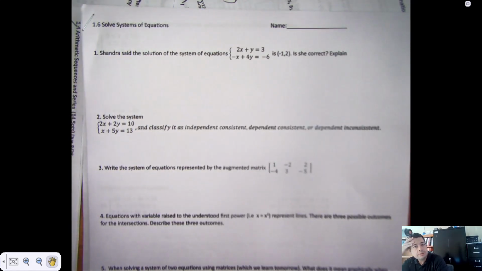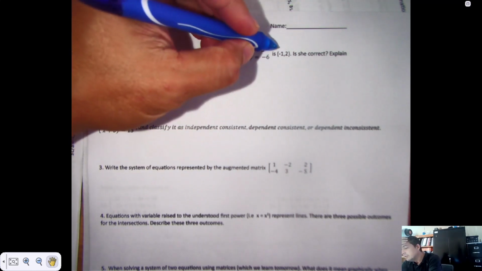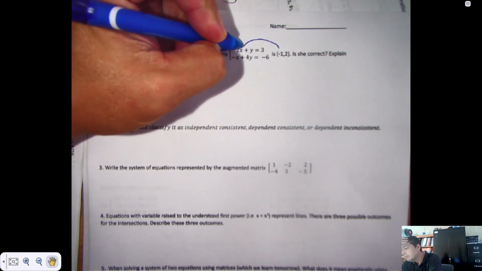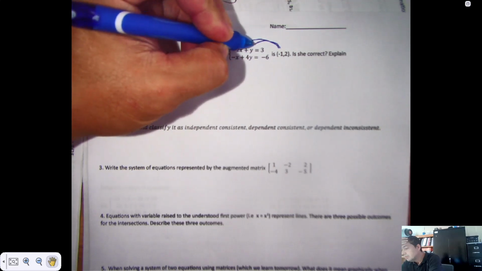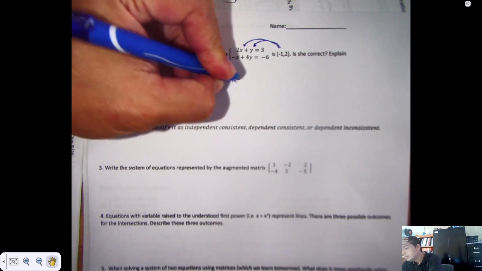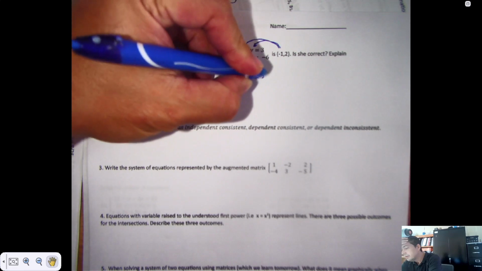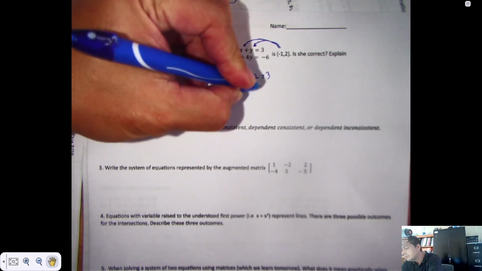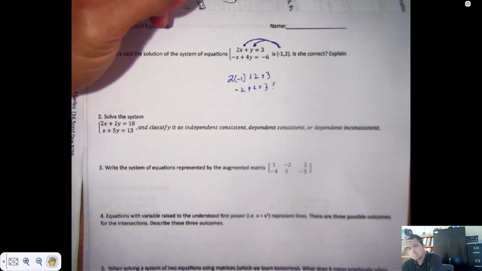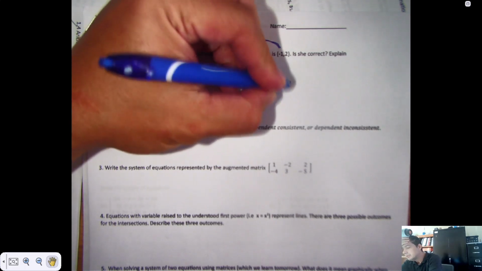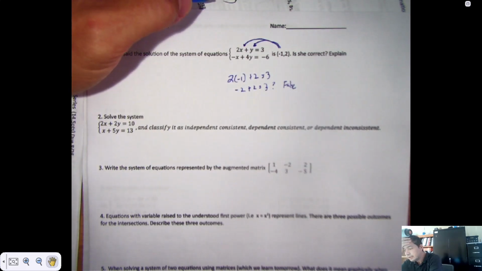Chandra said the solution of the system of equations is (-1, 2). Is she correct? Explain. There are lots of ways of doing this. You could literally just plug in. Twice -1 plus 2 is 3. -2 plus 2 is 3. No, that's false. She is not correct.